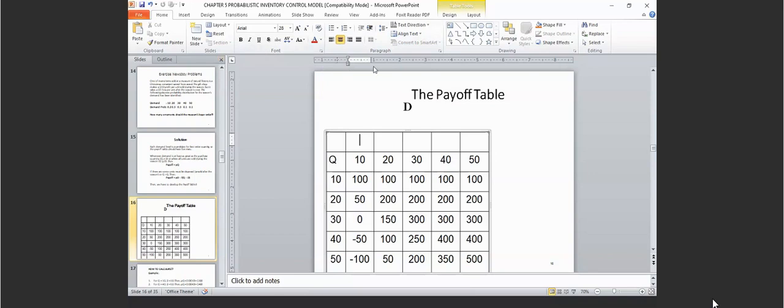Baik. Okey, tak apalah. Saya nak padamkan dia punya apa ni, letak ni kan.